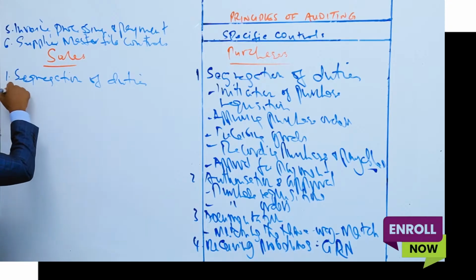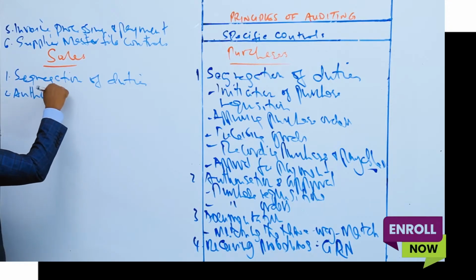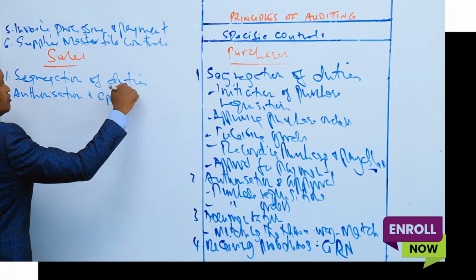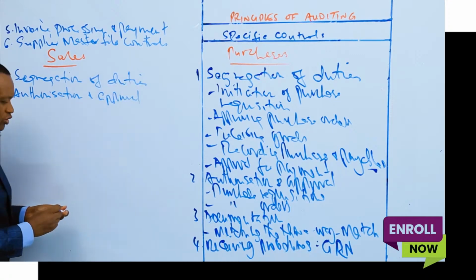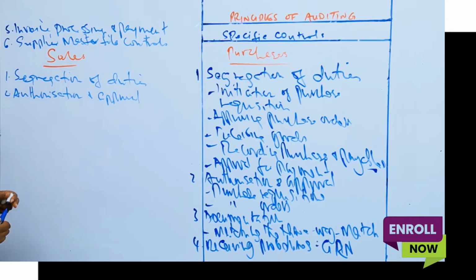Number 2, authorization and approval. All sales on credit must be approved by the credit department before goods are shipped.